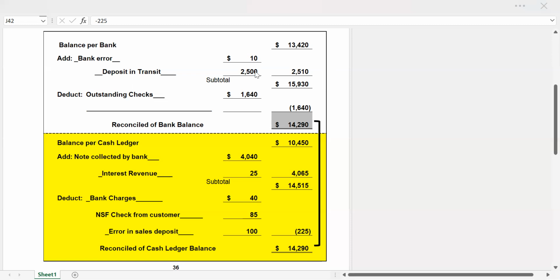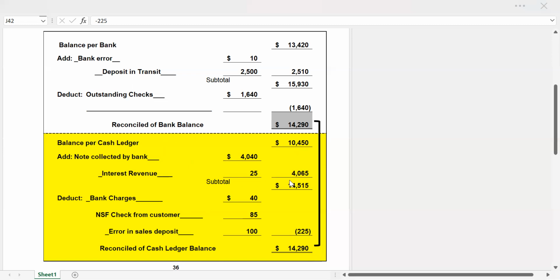The deposit in transit is already in our books. The night we made the deposit, we debited cash and credited sales. And the outstanding checks are also in our books. The day we wrote the checks, we debited utilities expense and credited cash. So those are already in our books. But the things that aren't in our books are the things down here, the adjustments to our cash ledger. We need to get from $10,450 up to $14,290 so that our books properly reflect the accurate balance of our cash so it can show up on our balance sheet under assets.